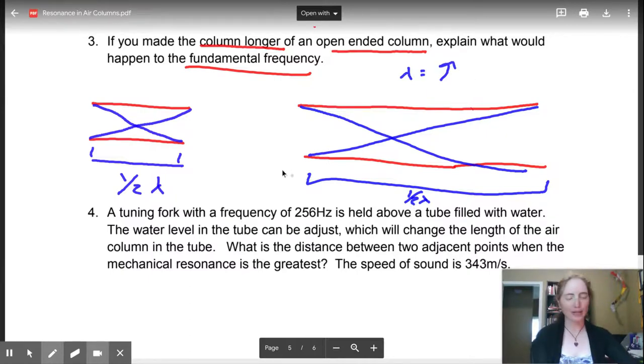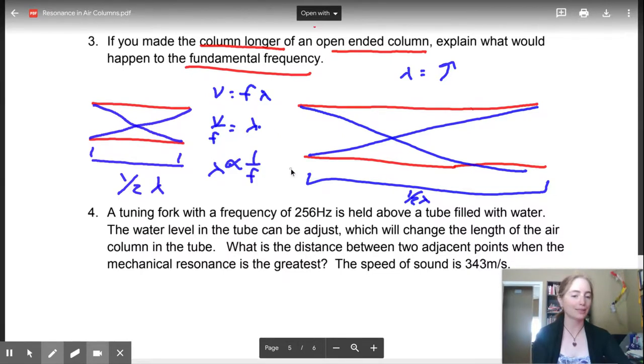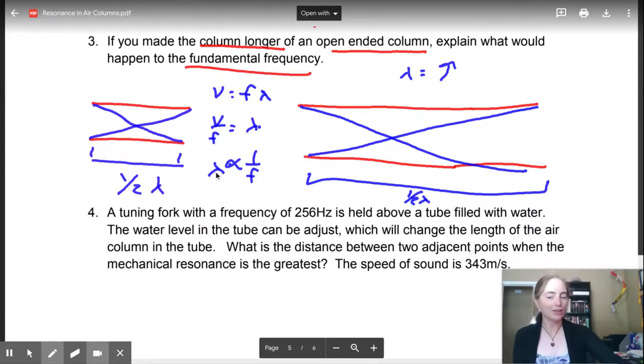Now, remember, ladies and gentlemen, the speed of sound is going to be the same, with v equals f lambda. If I bring frequency over here, speed over frequency is equal to lambda. Well, lambda is inversely proportional to the frequency. So if you increase your wavelength, you decrease your frequency. If you decrease your frequency, you increase your wavelength. Well, here I've increased my wavelength.